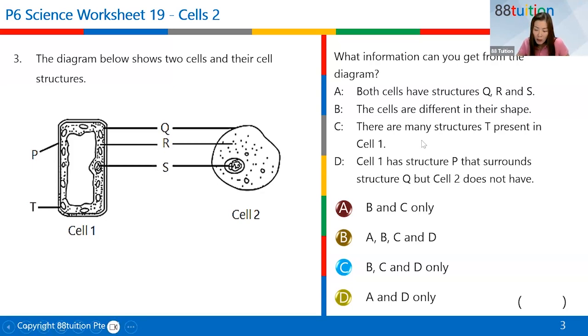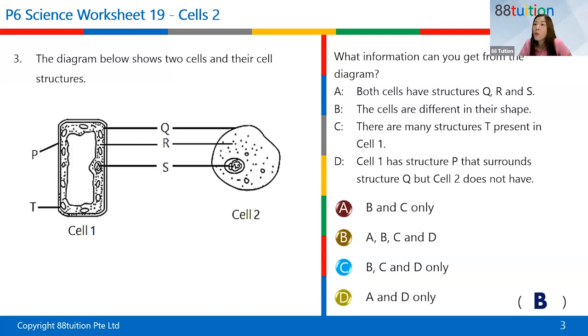Yes or no? I think it's pretty obvious. Both cells have structures Q, R, S. The cells are different in their shape. There are many structures T in cell 1. Cell 1 has structure P, which I think is the cell wall, that surrounds Q, but cell 2 does not have. So it's A, B, C, D. Pretty obvious.